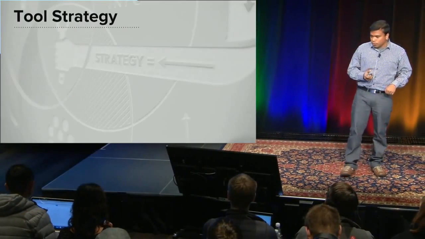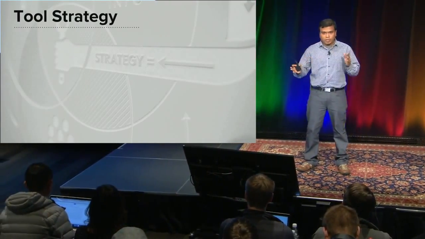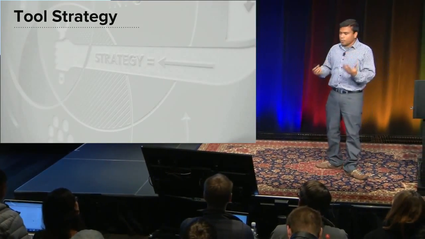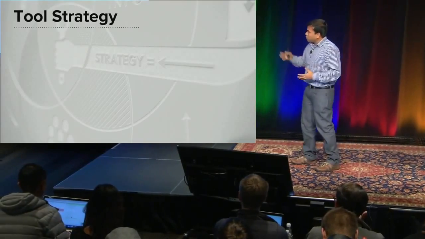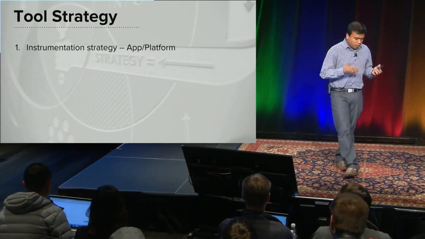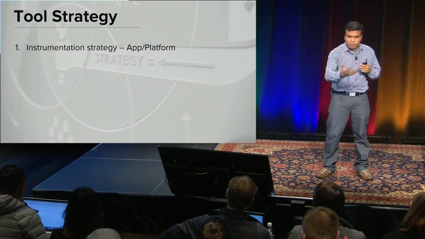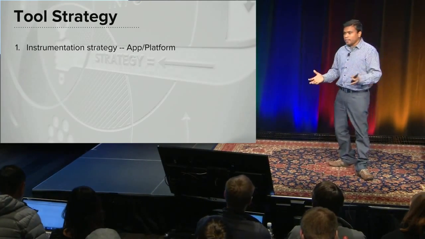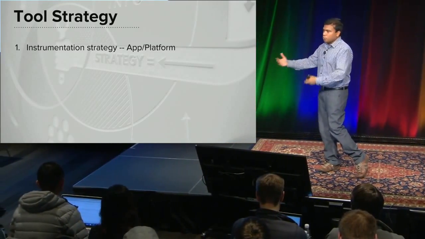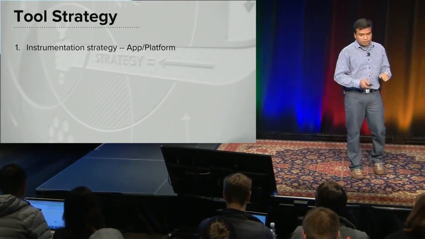Okay, so each of these tools is different from the others based on the strategy it uses, and I'm going to show you 4 things that form the tool strategy. The first is the instrumentation strategy, right? Each tool has to interact with the app and understand what happened as a result of this interaction. So the tool might modify the app by injecting probes in it, or it might modify the platform to know what's going on in the platform. This is what I mean by instrumentation strategy.